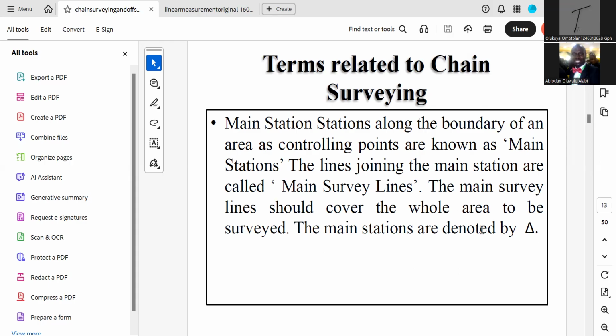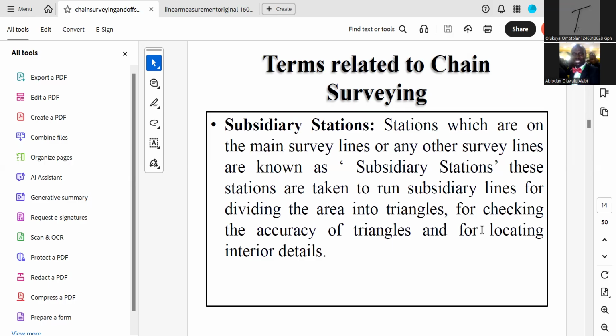All right. So, subsidiary stations. Stations which are on the main survey line or any other survey lines are known as subsidiary stations. These stations are taken to run subsidiary lines for dividing the area into triangles, for checking the accuracy of triangles, and for locating interior details. Now, these definitions have captured your tie lines, your check lines, and also your tie station, if you are following.